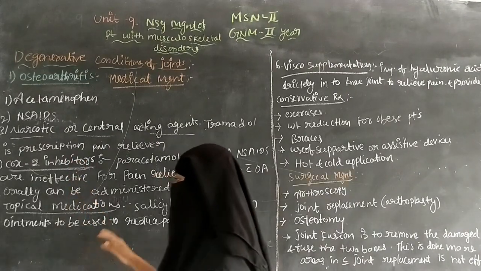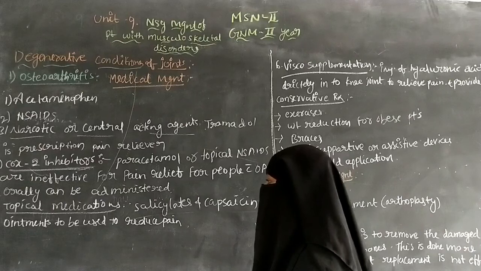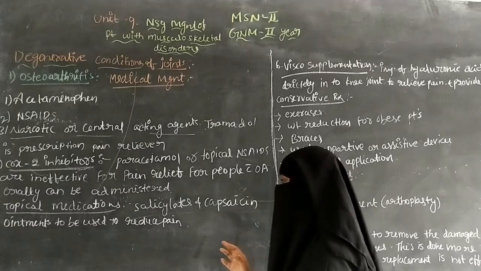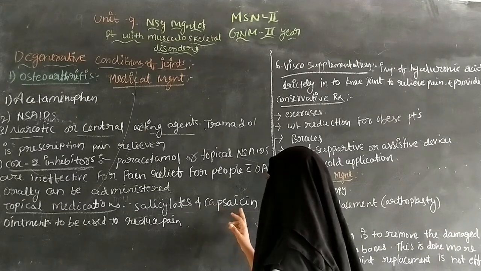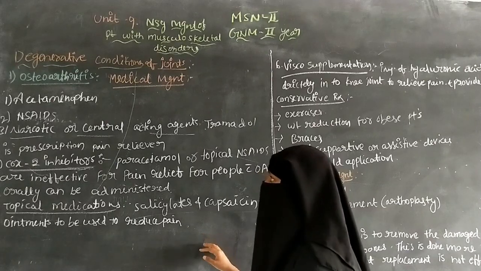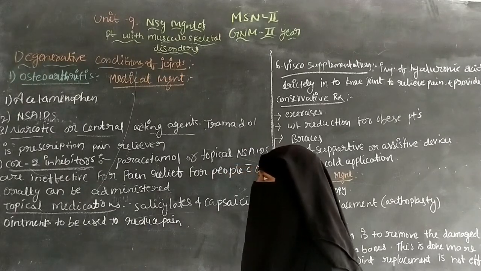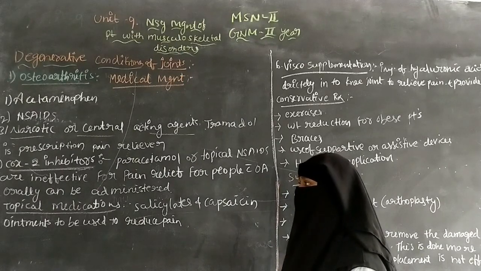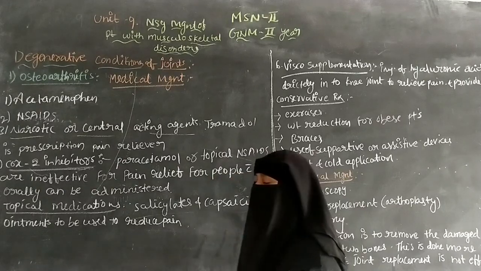Applied on the skin, it can reduce pain and inflammation. The next one is topical medications, which can be applied on the affected area. Salicylates and capsaicin ointments can be used to reduce the pain. So the medical management includes acetaminophen, non-steroidal anti-inflammatory drugs, narcotic or centrally acting agents, COX-2 inhibitors and topical medications.